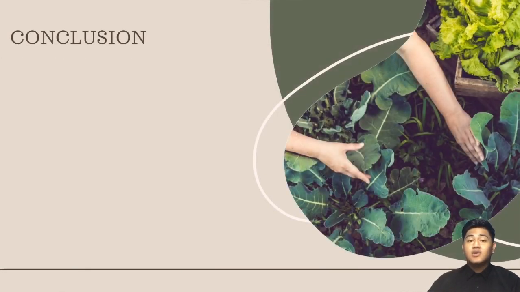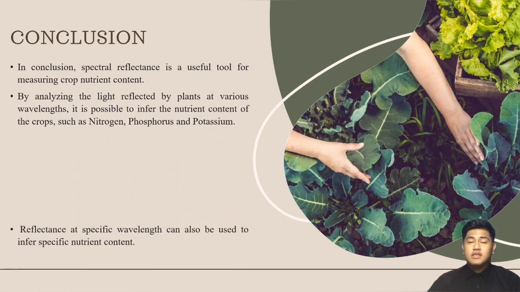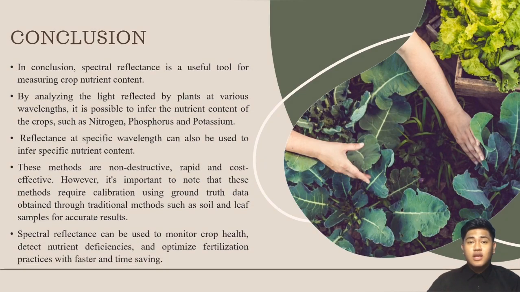Lastly, in conclusion, spectral reflectance is a useful tool for measuring crop nutrient content. By analyzing the light reflected by plants at various wavelengths, it is possible to infer the nutrient content of the crop, such as nitrogen, phosphorus, and potassium. Reflectance at specific wavelengths can also be used to infer specific nutrient content. These methods are non-destructive, rapid, and cost-effective. However, it is important to note that this method requires calibration using ground truth data obtained through the traditional methods such as soil and leaf sample for accurate results.